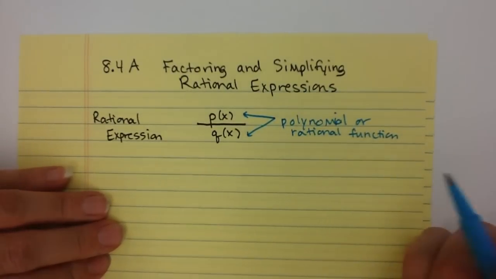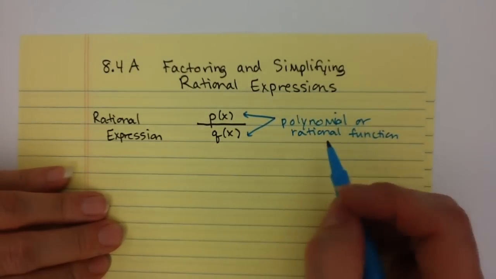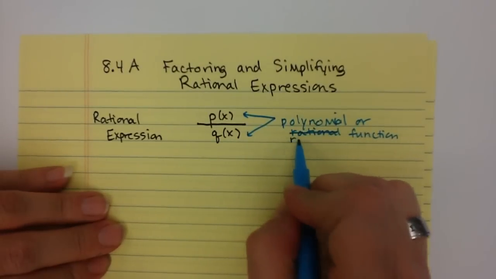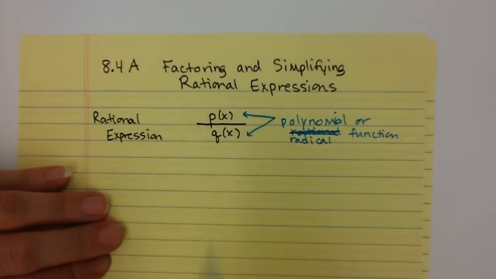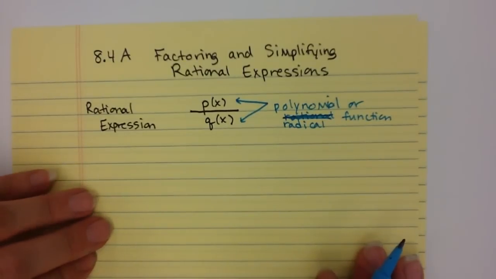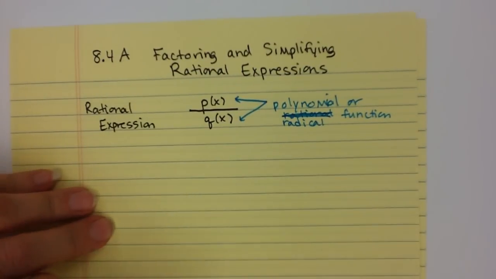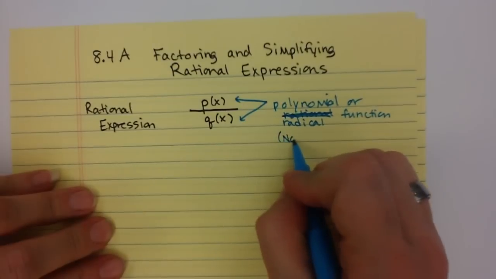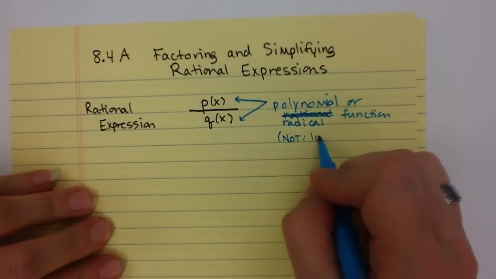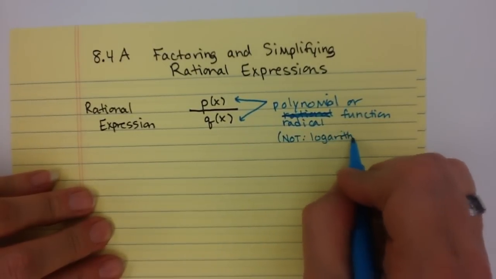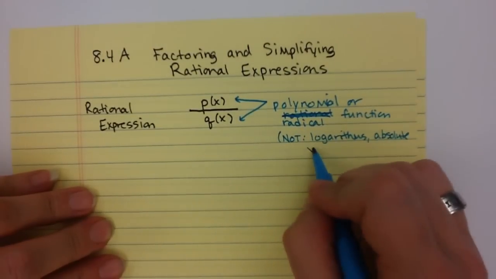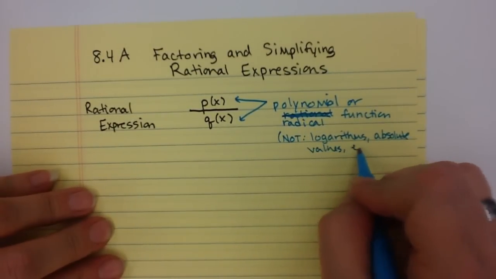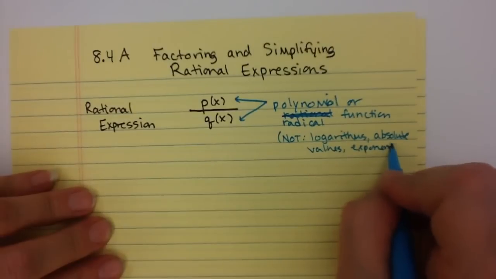In order to be a polynomial or, that should have been radical, or radical function. Polynomials, remember, are like quadratics or cubics. They're really nice functions. Radicals have square roots in them. What they are not is logarithms, absolute values, or exponential functions, to name a few.